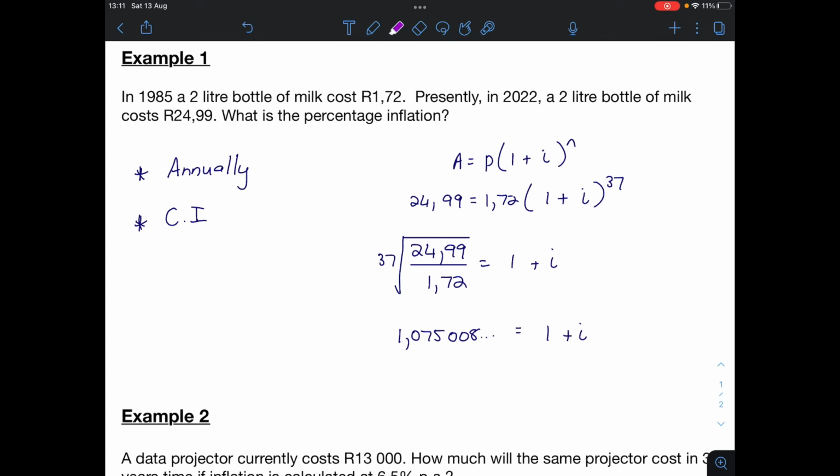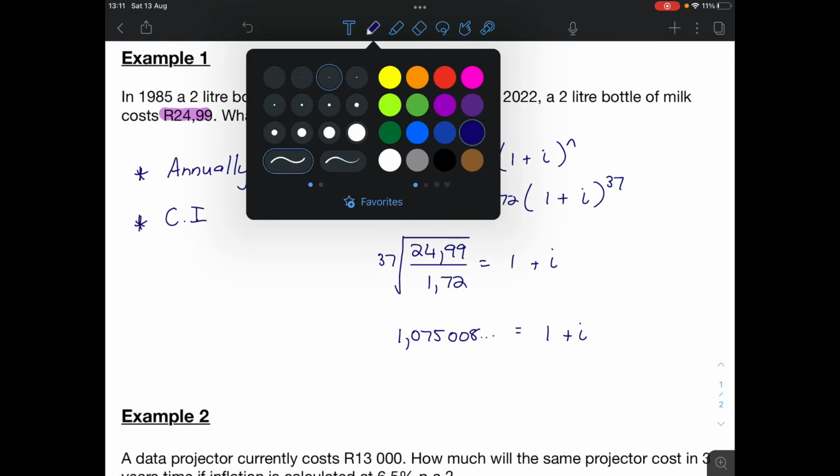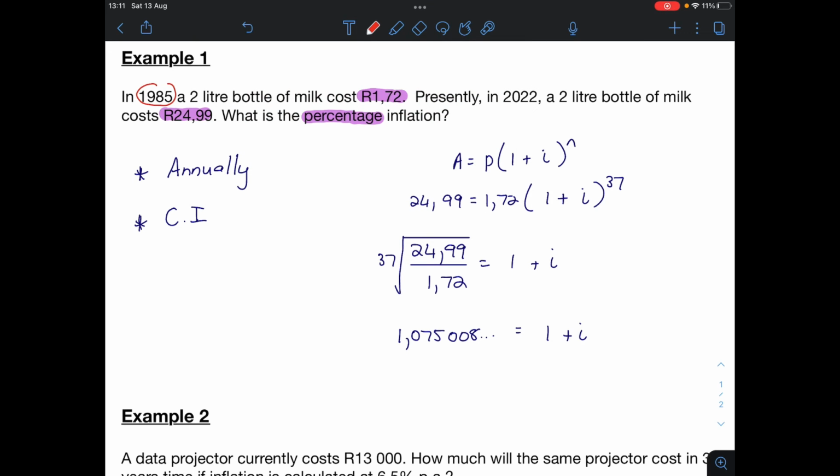In 1985, a 2-liter bottle of milk cost R1.72. Presently, in 2022, a 2-liter bottle of milk costs R24.99. What is the percentage? Okay, so if we look here, we dealt from 1985 all the way to 2022. So that essentially is going to be our N. A 2-liter bottle of milk cost R1.72, so that's the original. And now it costs R24.99, so that's your final amount.